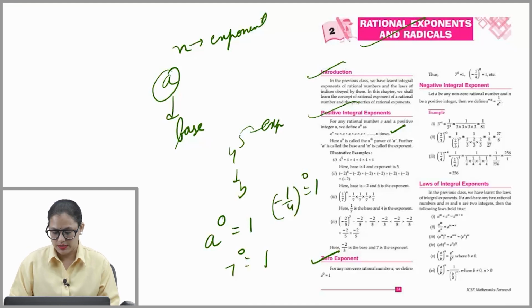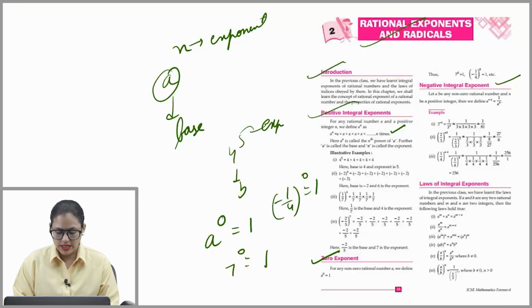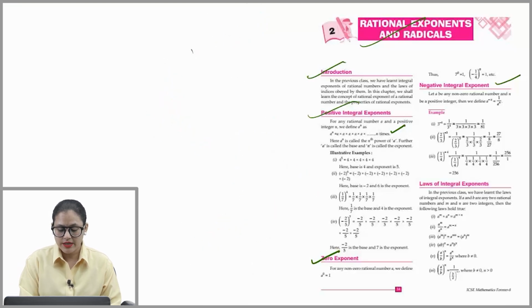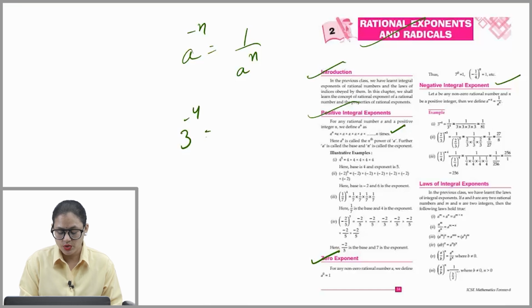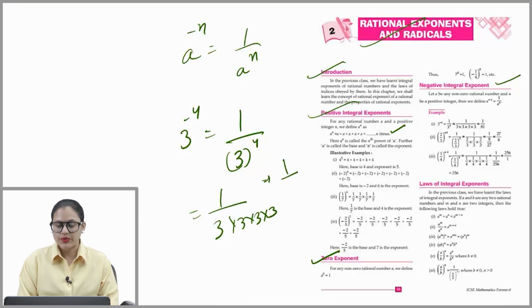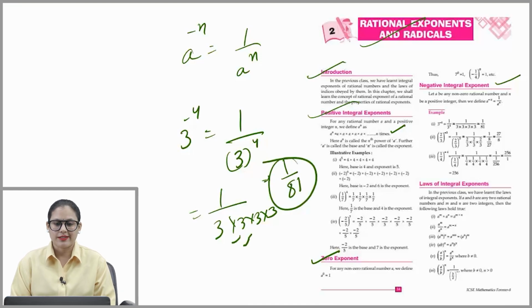Negative integral exponent. Let a be any non-zero rational number and n be a positive integer, then we define a raised to the power minus n as 1 by a raised to the power n. Example, 3 raised to the power minus 4, you will write 1 by 3 raised to the power 4, and then 1 by 3 into 3 into 3 into 3. That is 1 by, 3 3s are 9, 9 3s are 27, and 27 3s are 81. 1 by 81 is the answer.